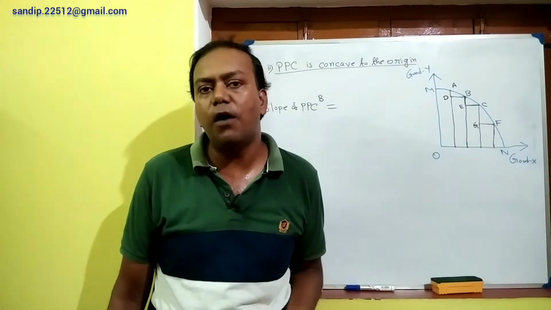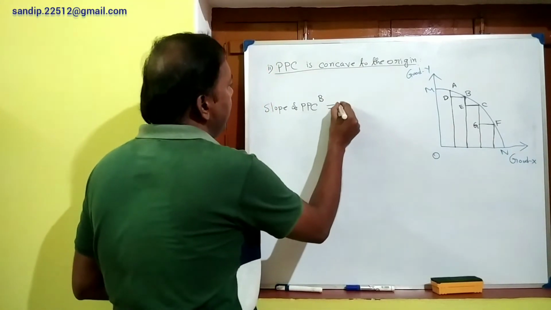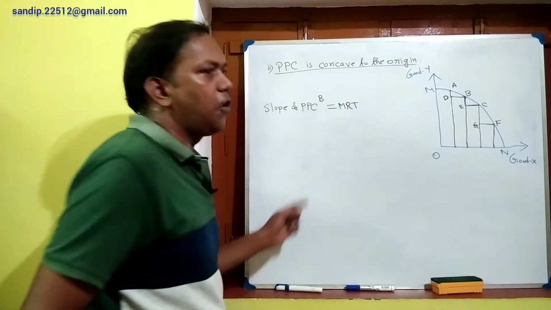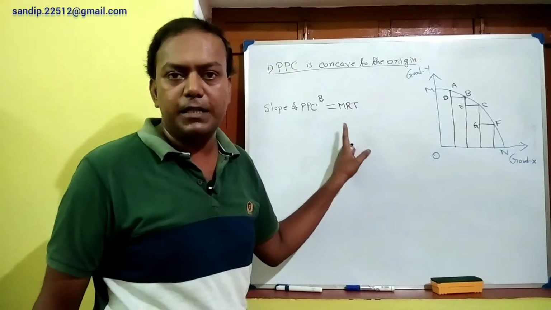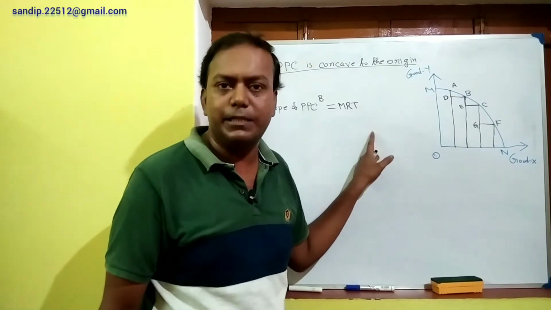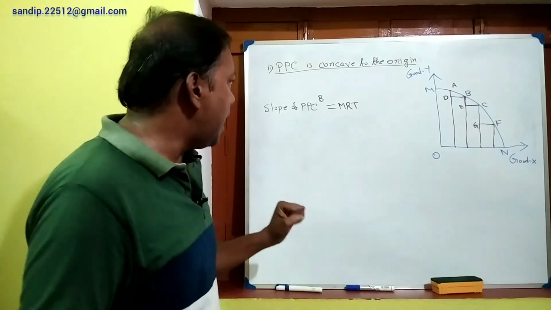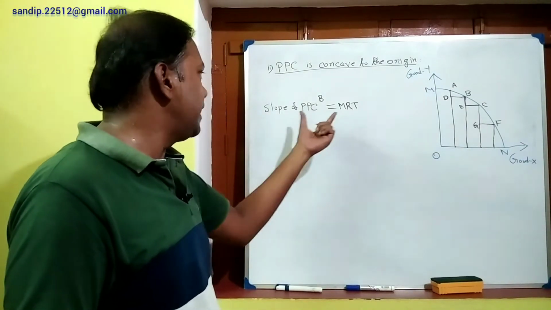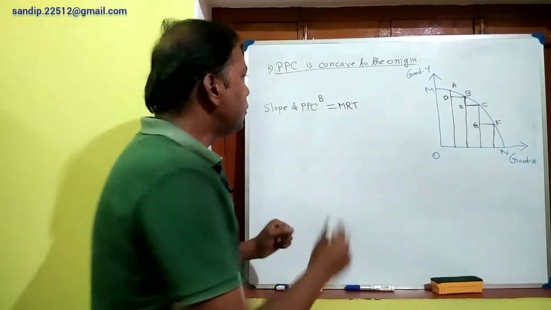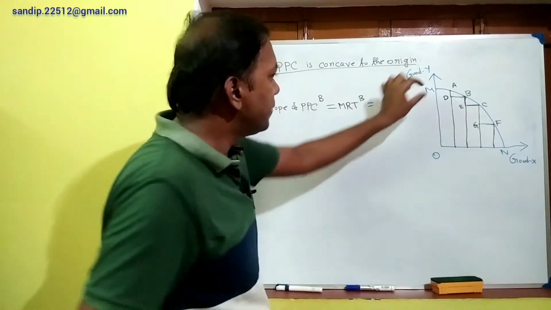Actually, this slope of PPC is also called MRT, marginal rate of transformation. In another video, I will explain in detail what MRT is. For now, for your understanding, just keep in mind: what will be the slope of the PPC at point B? Means, what will be the MRT at point B?